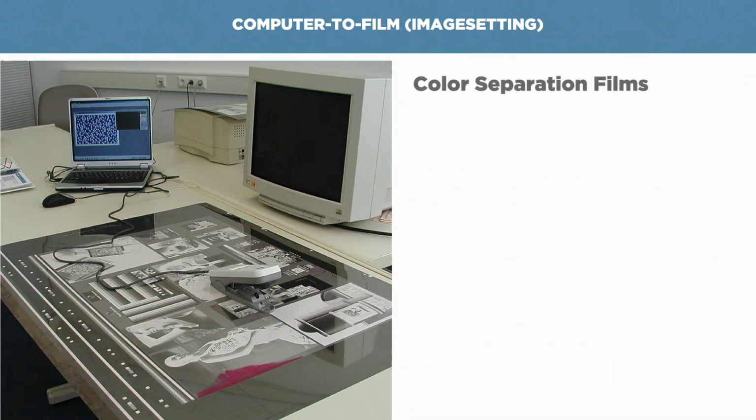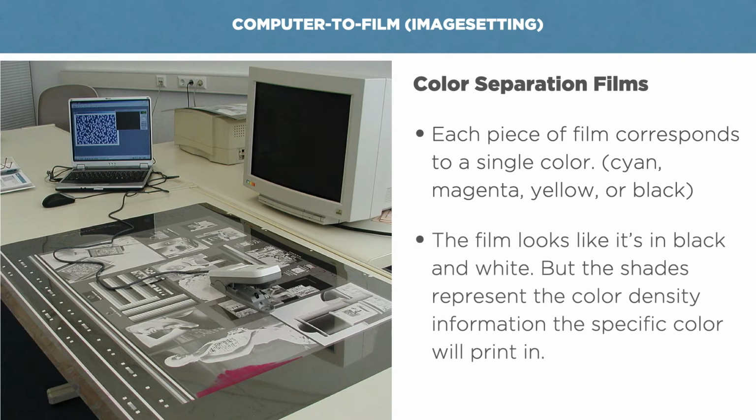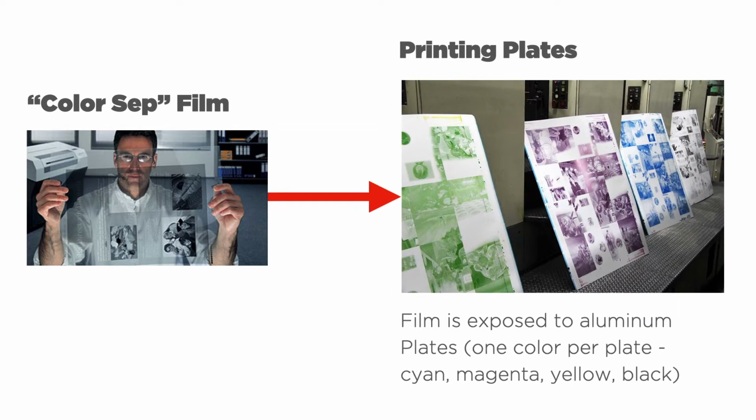These films are called color separation films, or color sep. For example, for a full color job, there will be an output of 4 films corresponding to the colors cyan, magenta, yellow, and black. If you want to add a spot color based on the Pantone matching system, that will require another layer. But bear in mind that there will be additional costs in doing that. The film looks like it's in black and white, but the shades represent the color density information the specific color will print in. Once the film has been made, it has to undergo a photochemical process.